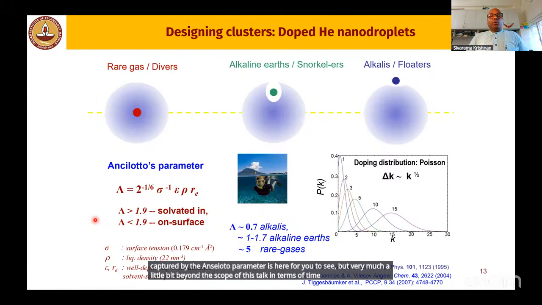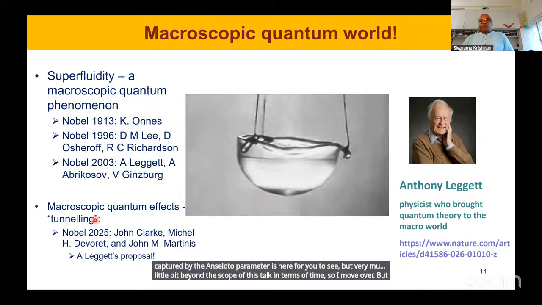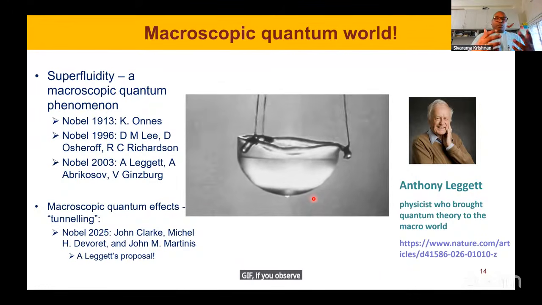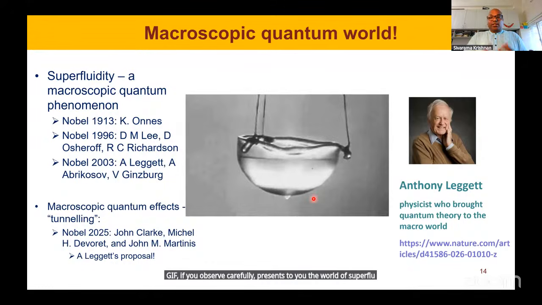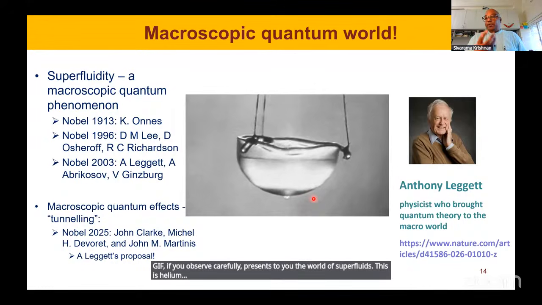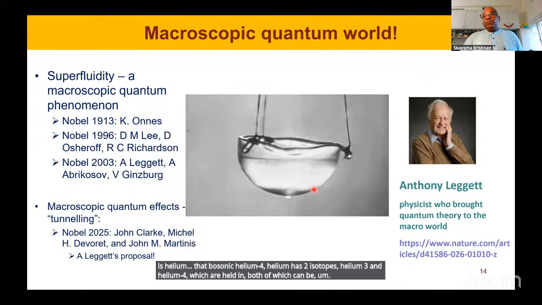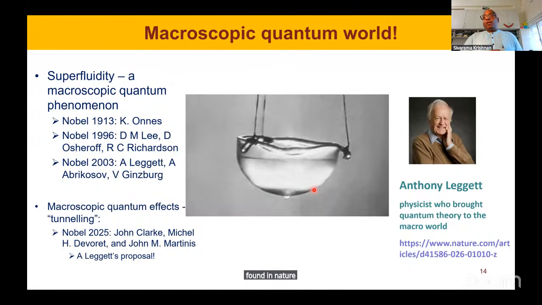So I move over. But then let's pause for a moment here and acknowledge the following fact. Superfluidity, what is that? This GIF, if you observe carefully, presents to you the world of superfluids. This is helium, that bosonic helium-4. Helium has two isotopes, helium-3 and helium-4, both of which can be found in nature, but the more abundant one is, of course, helium-4.